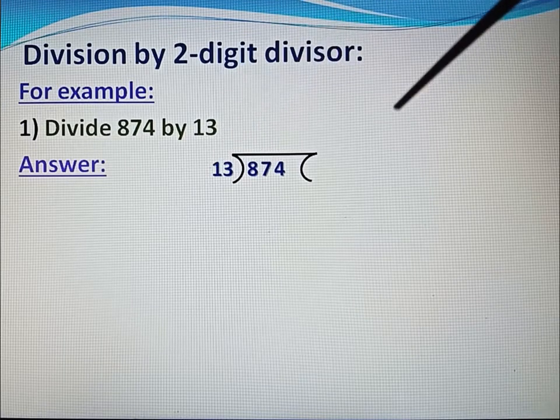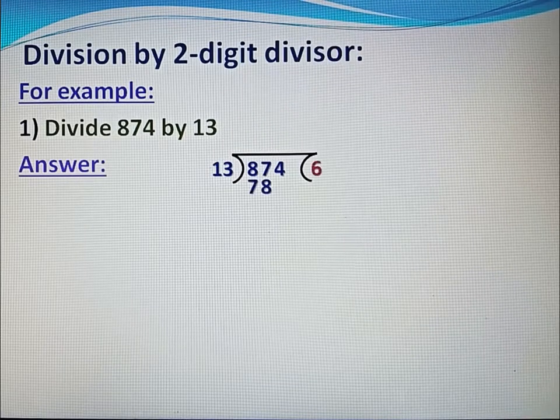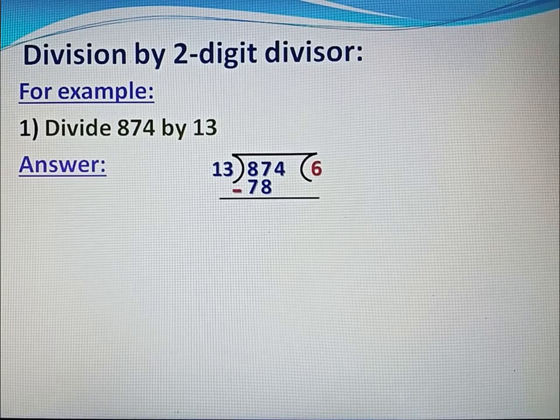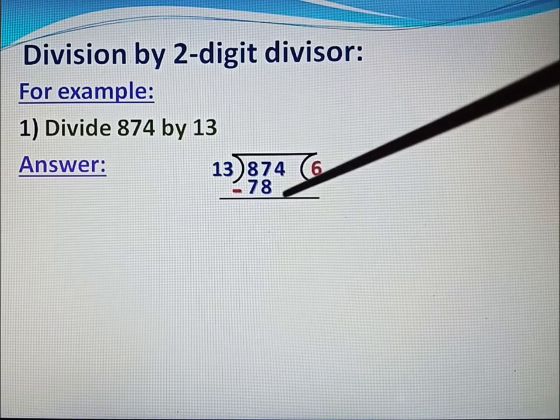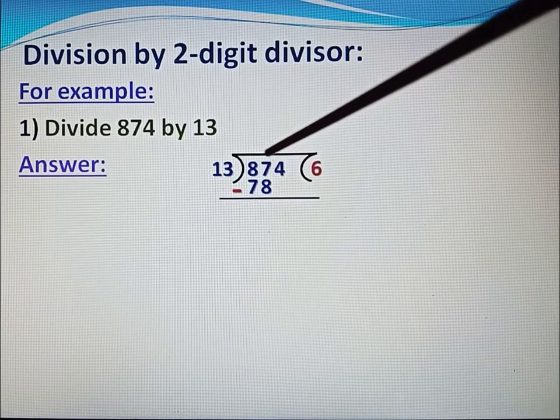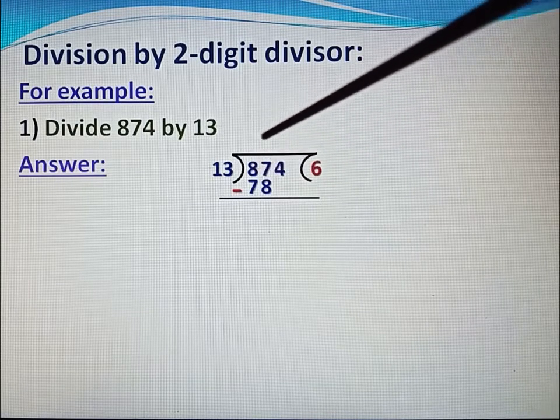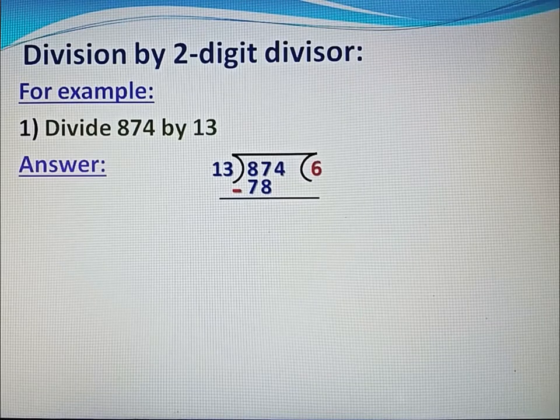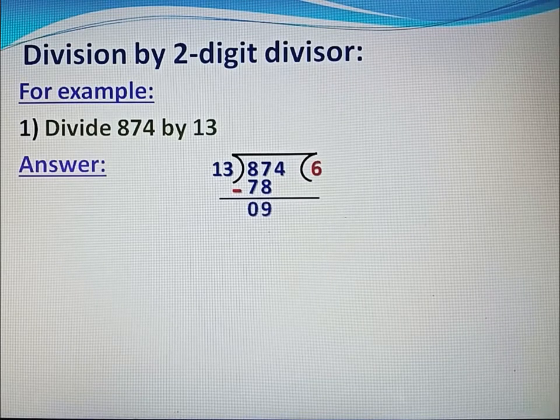We will multiply 13 by 6. 13 multiply 6 equals 78 and then we will do subtraction. You can easily subtract. See, 7 is smaller than 8, so we will borrow from the next number, that is 8. It will become 7 and this 7 will become 17. 17 minus 8 is 9, and 7 minus 7 is 0.